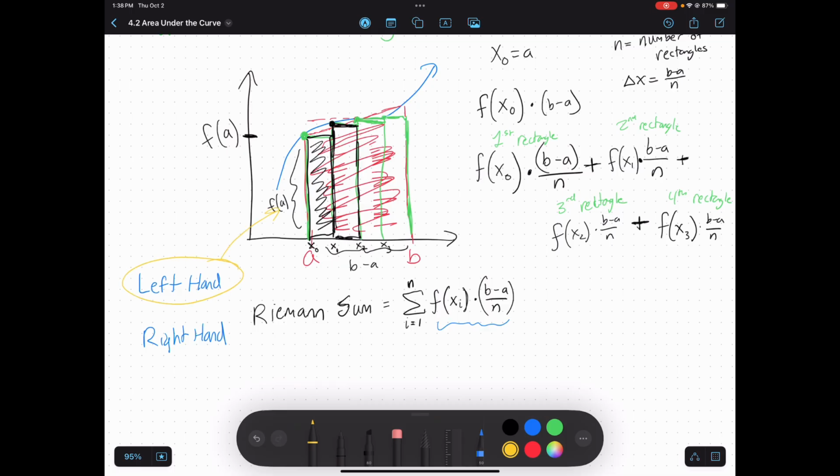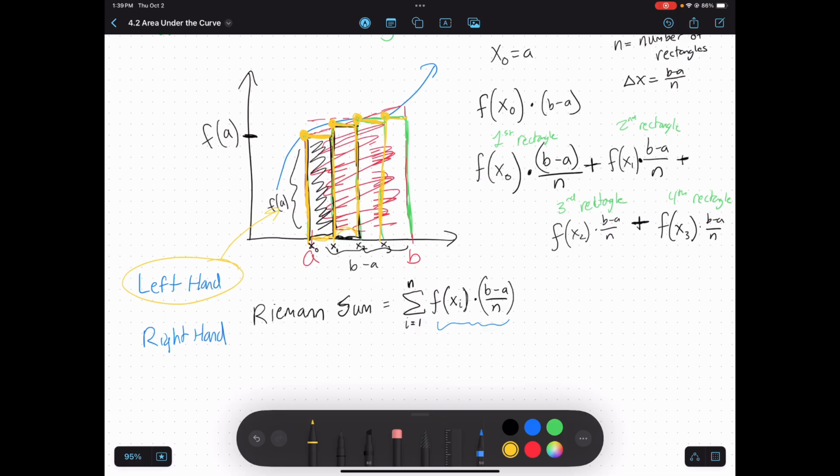Why? Because for each rectangle, I'm using the left x value, the left side of the rectangle, as my reference point to show how high it goes. Right? And that's true for the second rectangle too. If I look at that second rectangle, I'm using the x value on the left side to judge how high to go. So this is considered a left-hand Riemann sum, because I'm using my left endpoints as my reference points.